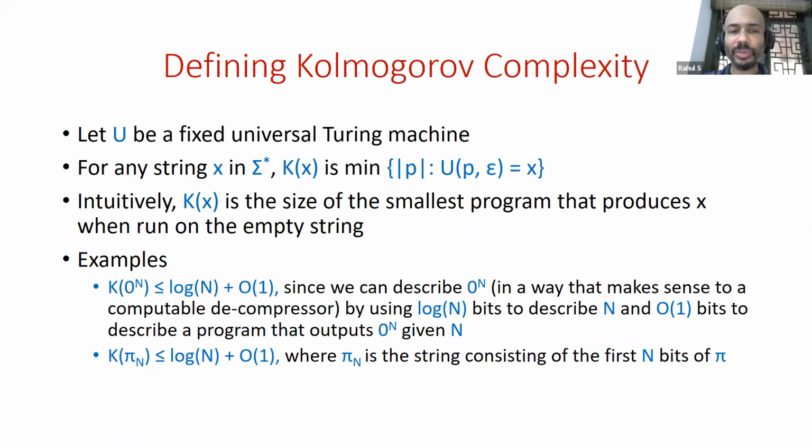Another example we had was the prefix of pi. Let's consider the string consisting of the first n digits of pi. Let's call that pi sub n, or the string consisting of the first n bits of pi. What is the Kolmogorov complexity of that string? It's also at most log n plus order 1. Because again, all you need is to describe n, using its binary representation, which is of size log n, and then a program which runs a program computing pi to the desired level of accuracy until you get the first n bits from it, right?